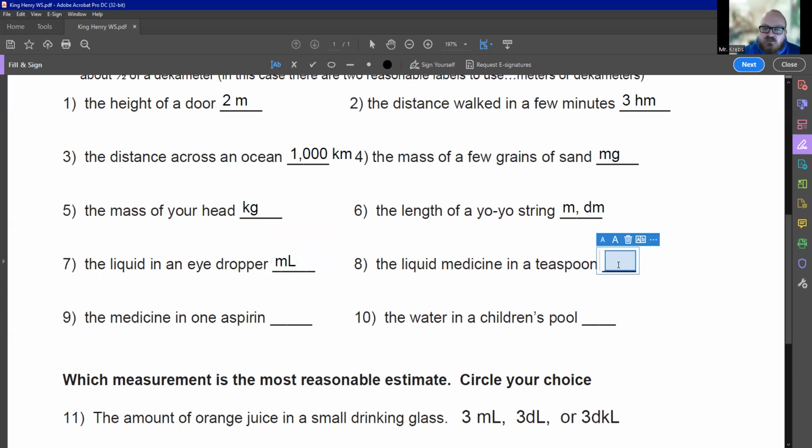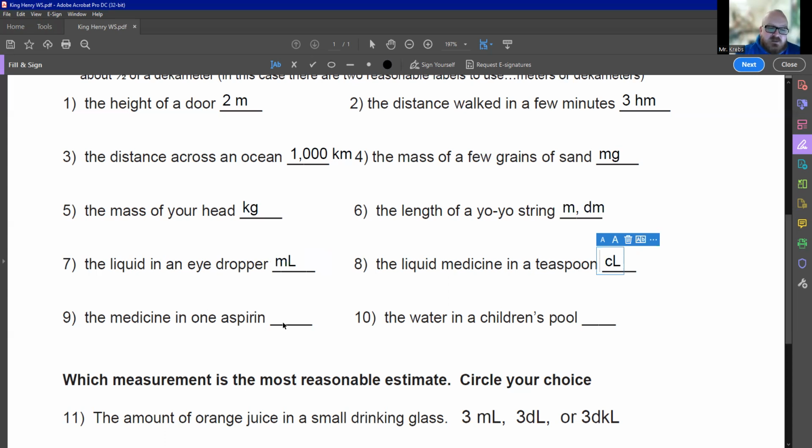Same thing with the liquid medicine in a teaspoon. Maybe we could make the argument for centiliters, just depending on how large a teaspoon is. It's going to be more than just a few drops. So we could say centiliters for that.